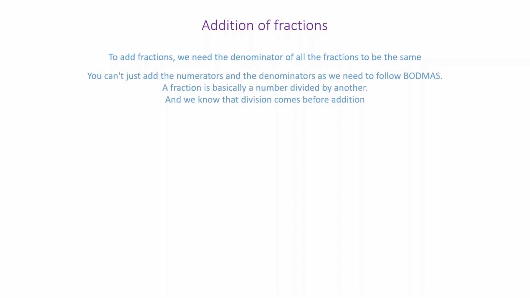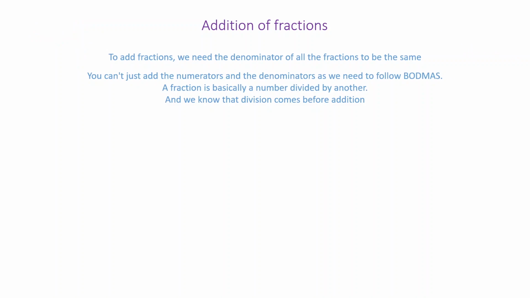We still have to understand the addition of fractions before we move on to mixed fractions. Addition of fractions. To add the fractions, we need the denominator of all the fractions to be the same. You can't just add the numerators and the denominators because we need to follow the rules of BODMAS. For example, we do 1 over 2 plus 4 over 8. Now we see that the denominators of both the fractions are different, and we can't just add the numerators and the denominators together. Like for example, we cannot do 5 over 10.